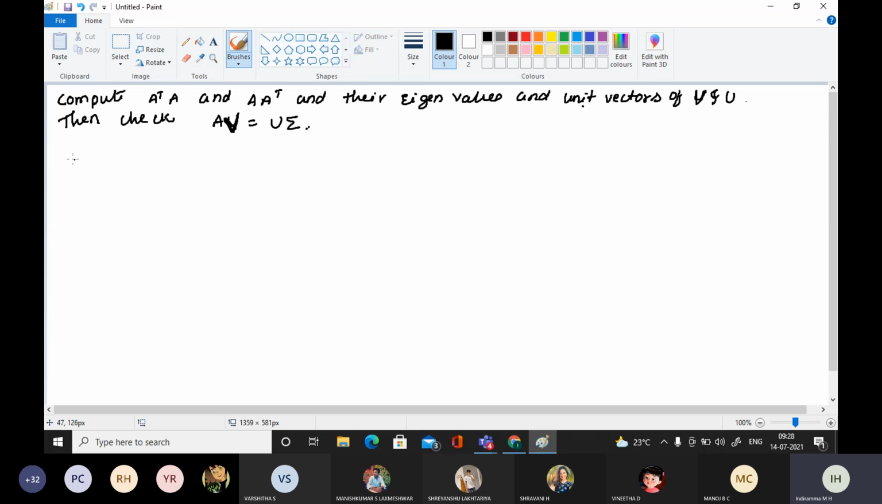Okay, so next solution. What do we have to consider first? A transpose into A. So first you write down A. A is not given, right? Write down A. A is equal to 1, 1, 0, 1, minus 1, 1. This is a given matrix of order 3 cross 2. Correct? What's the order? Yes, ma'am.